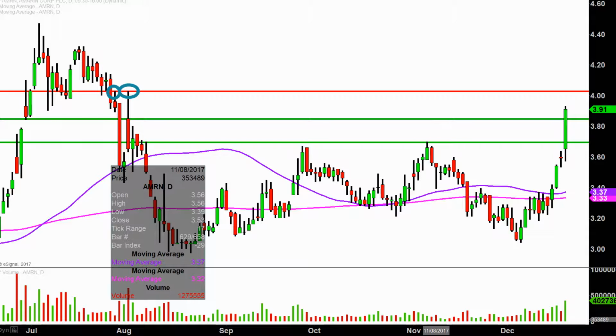But all in all, as long as the price keeps on building higher bases like it's been doing, the chart's going to continue to take care of itself. Very nice move today. We'll see how the rest of this week unfolds.